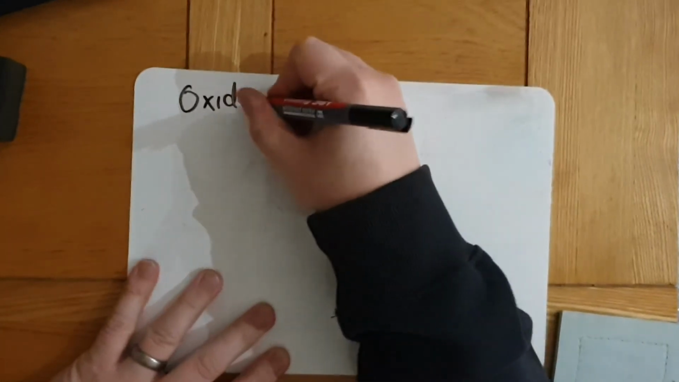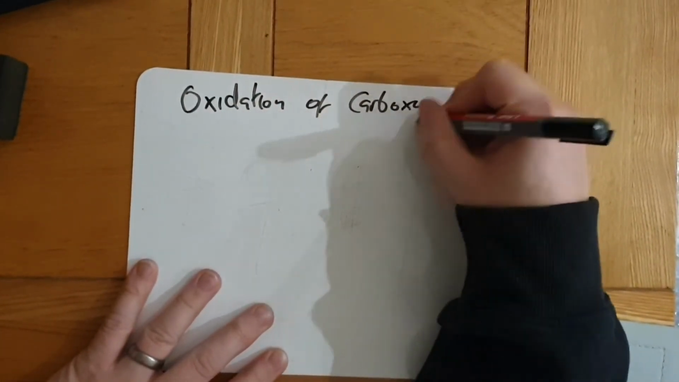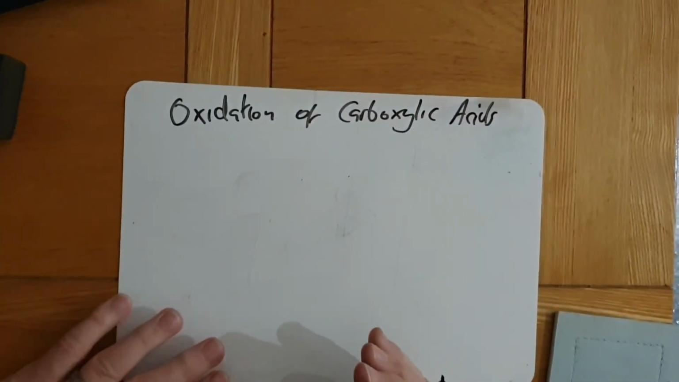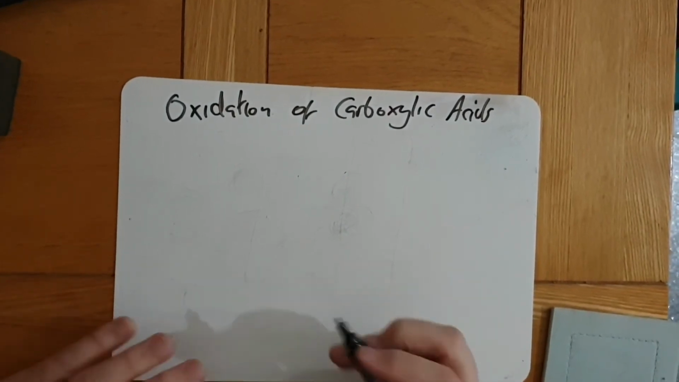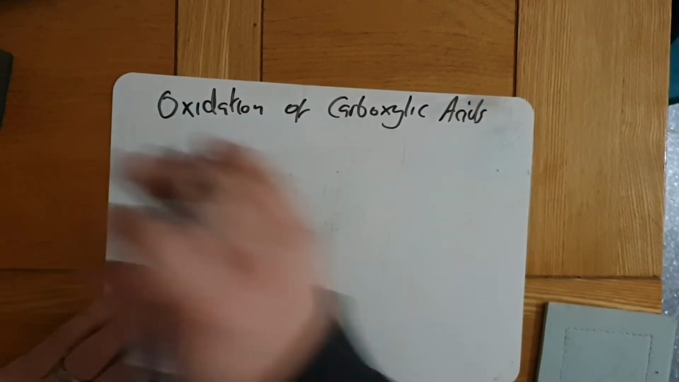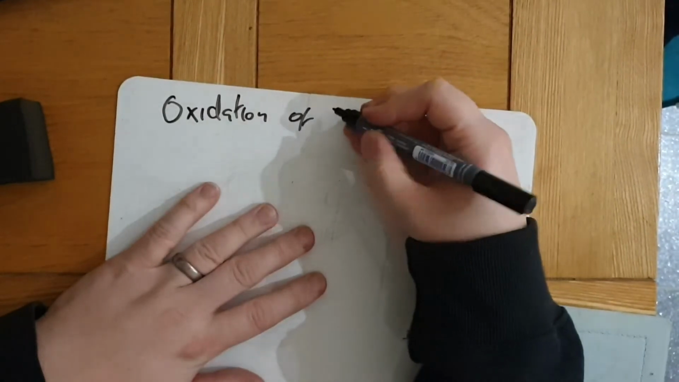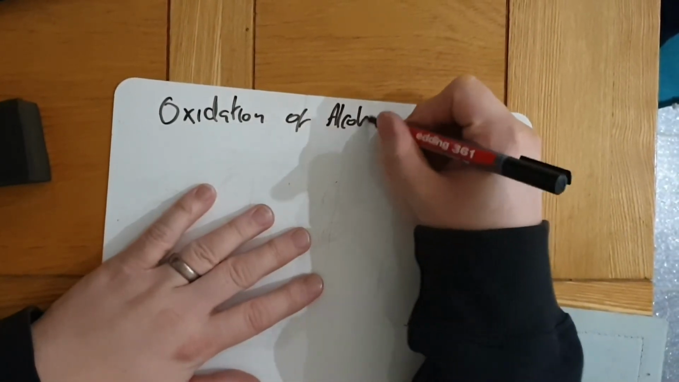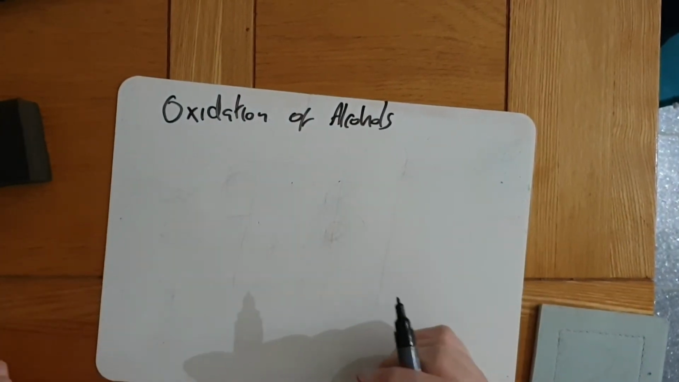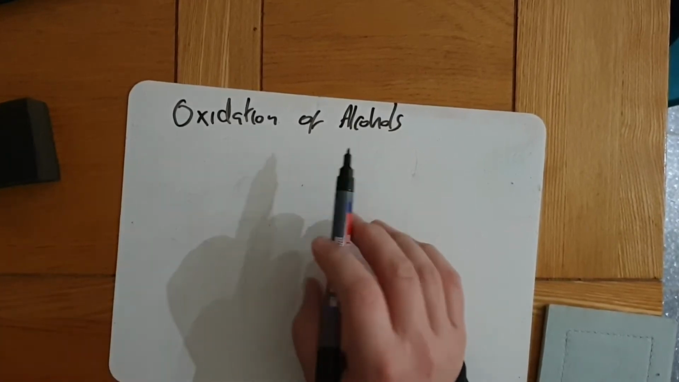So oxidation of carboxylic acids. So I'm going to draw you ethanoic acid, C, C, sorry, not oxidation of carboxylic acids, oxidation of alcohols. Right, going back to when we're doing alcohols, and they turn into carboxylic acid, so hopefully it'll make sense to you why I'm doing the alcohol bit now instead of in the alcohol section.